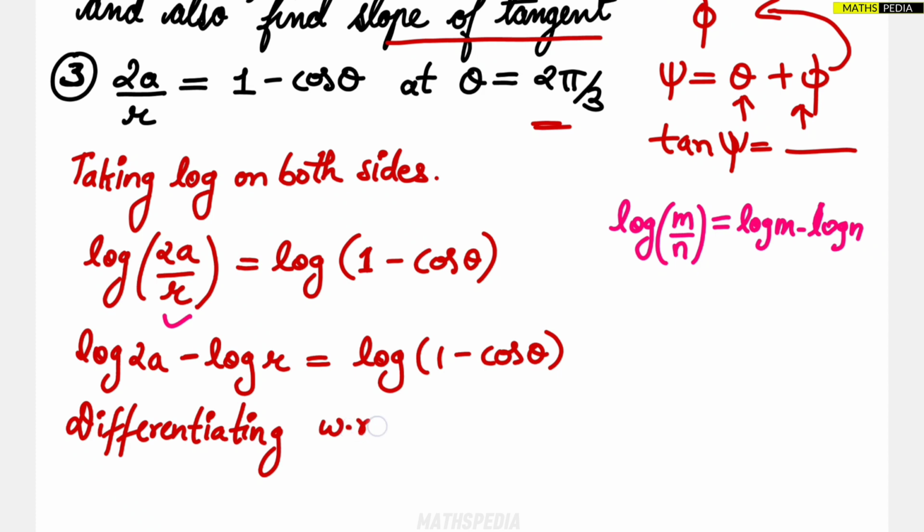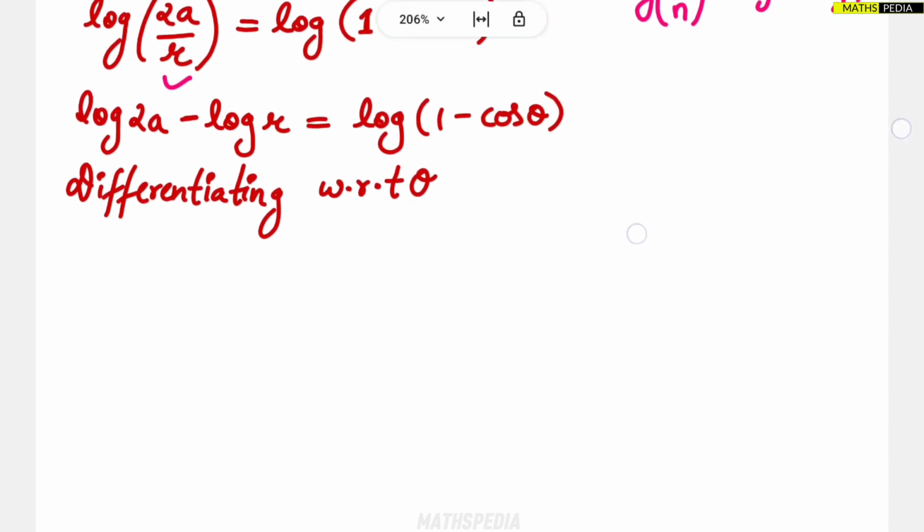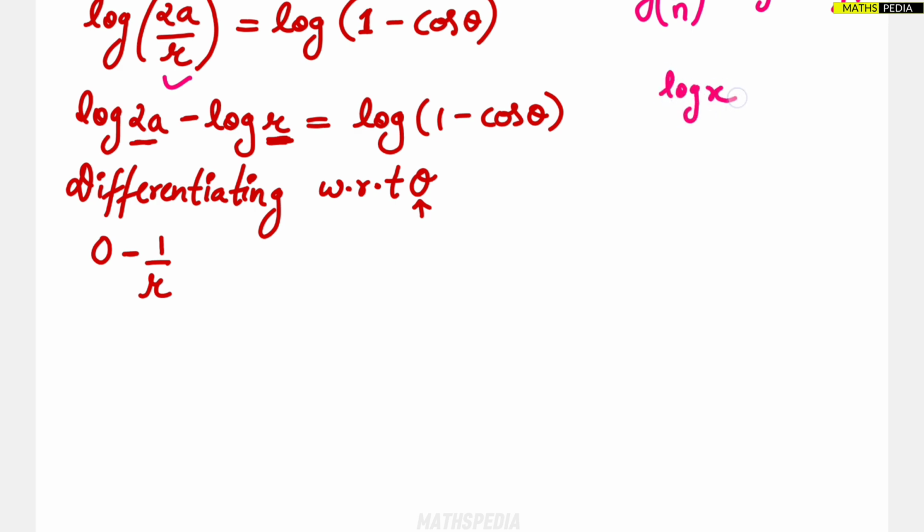Differentiating with respect to theta on both sides. So the entire equation has to be differentiated. Here log 2a is always a constant value, so we take it as a constant. Differentiation of a constant is 0. So we can write 0 minus log r. R is the variable, but we have to differentiate with respect to theta. It will be 1 by r. Always remember, the differentiation of log x with respect to x, we have studied, is 1 by x. With respect to theta, if it is log theta, it is 1 by theta. But here it is 1 by r.